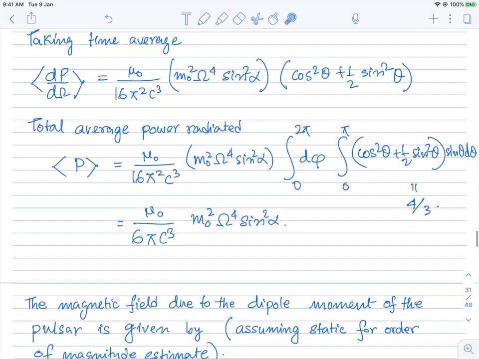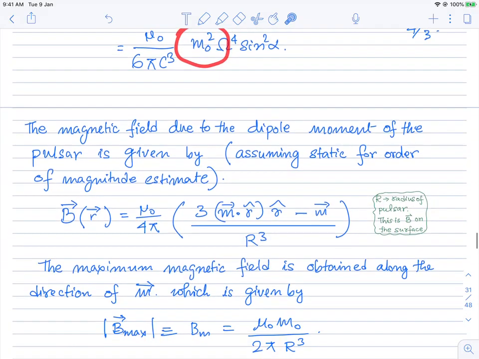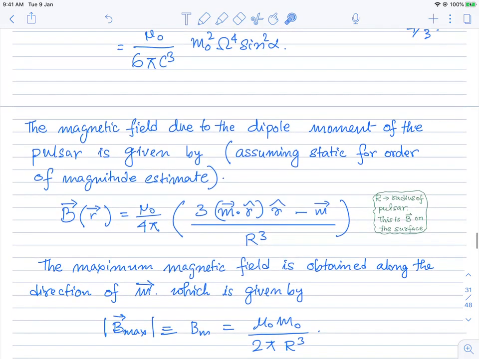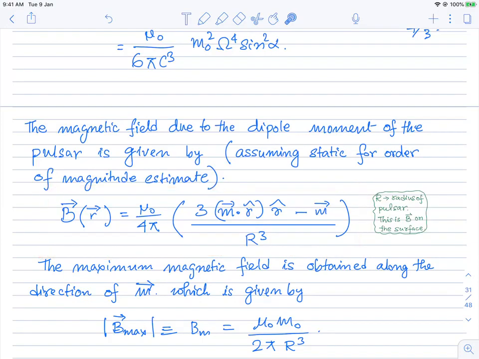If you for instance have a magnetic moment, then you can write down this total power in terms of the magnetic field at the surface. So the magnetic moment is oscillating, and this oscillation is producing radiation, but it will also produce magnetic fields because it has a magnetic moment. And just for an estimate, if we say that this is a static dipole, then the dipole moment produces a magnetic field which is of this form.